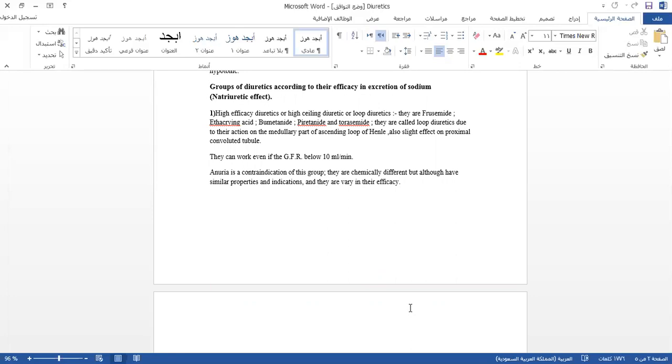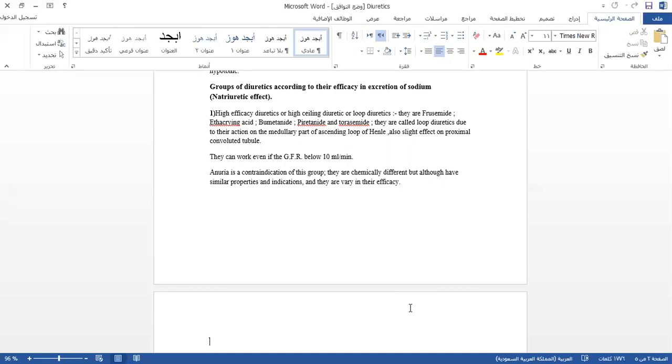They are also called high ceiling diuretics because they can excrete about 15 to 20% of filtered sodium. 15 to 20% of filtered sodium will be excreted by high efficacy diuretics, also called loop diuretics or high ceiling diuretics. Anuria is a contraindication of this group. Yes, they can work when the GFR is below 10 ml per minute, but anuria is a contraindication for using a high efficacy diuretic.